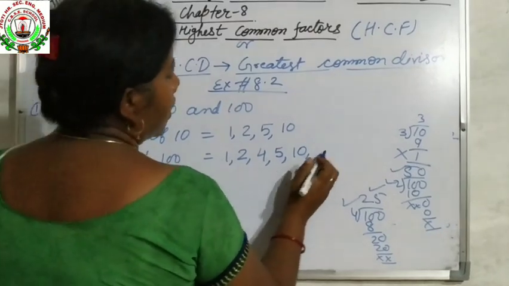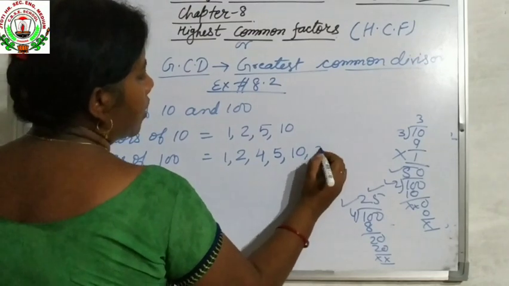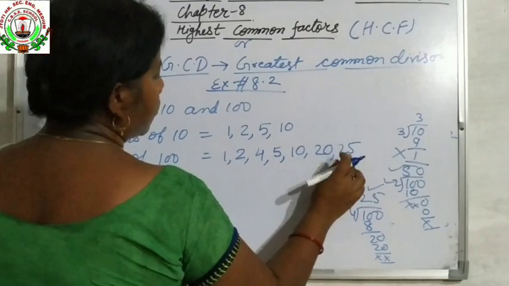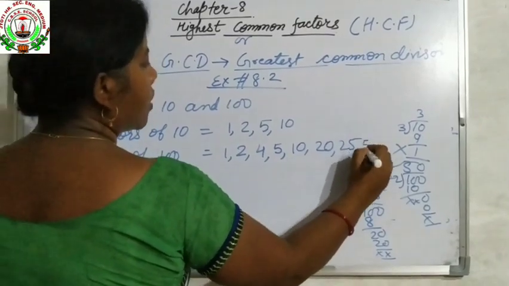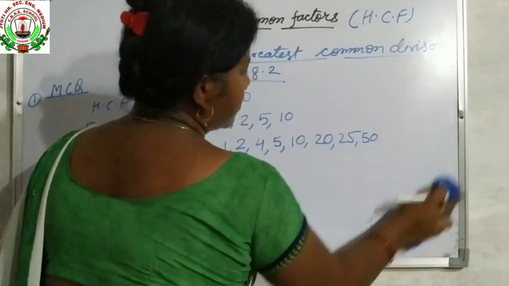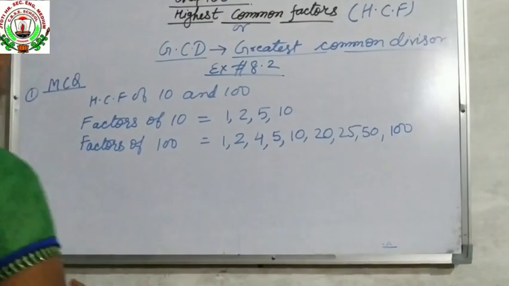Okay. Then 10 10s are 100. Then 25 4s are 100. Then 50 2s are 100. And next is 100. Okay.